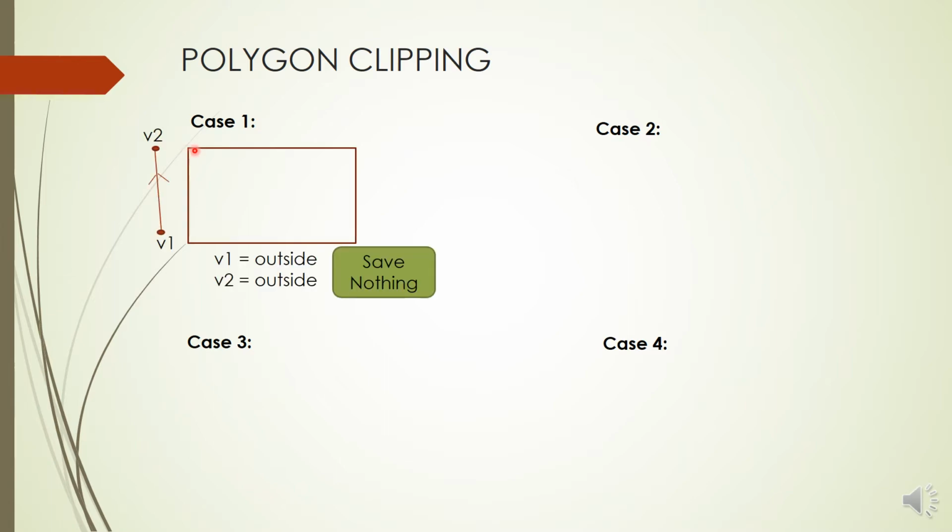Let's consider that this rectangle is a clipping window, and I have a line V1 and V2. This arrow shows V1 going to V2. Based on this, you can see that V1 is outside the clipping window, and V2 is also outside. So this entire line is located outside the clipping window. We save nothing here because nothing can be saved when both are outside. So for this kind of case, when V1 and V2 are outside, we save nothing. That's case number 1.